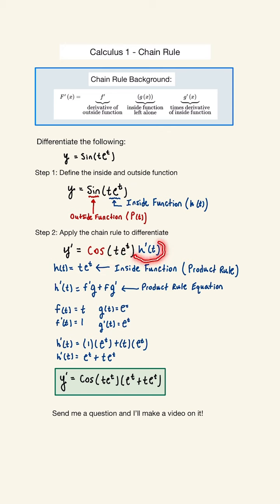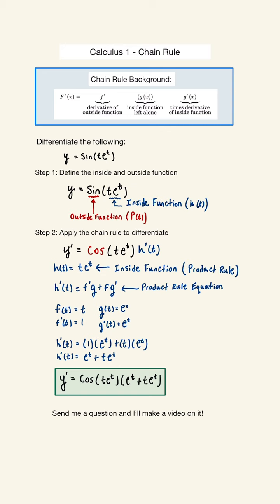So this is what we'll focus on next: determining h prime of t, which represents the derivative of the inside function. Here you can see that we let h of t equal t e to the t. By taking the derivative of this function, we know we'll have to use the product rule. This is the equation for the product rule, where we have f prime multiplied by g plus f multiplied by g prime.